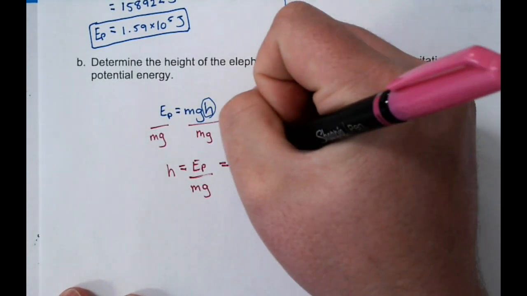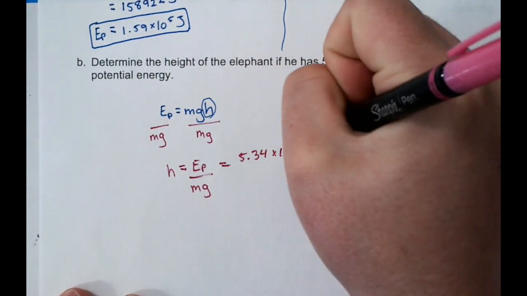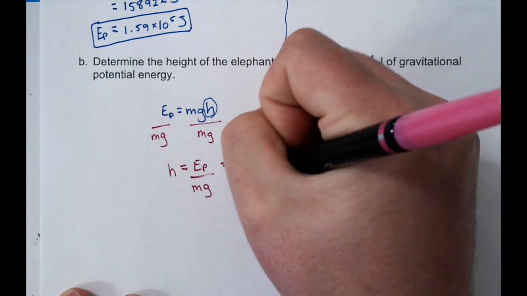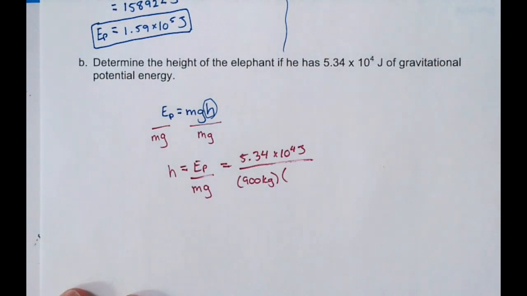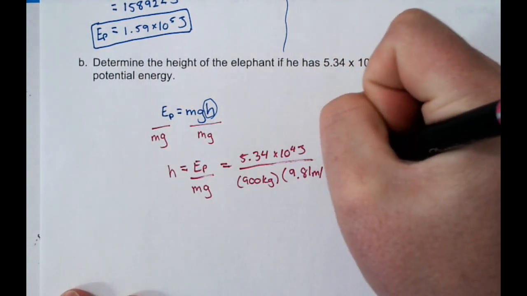That is equal to 5.34 times 10 to the 4 joules, as given in the question, divided by the mass of the elephant, 900 kilograms, times the acceleration due to gravity, 9.81 meters per second squared.